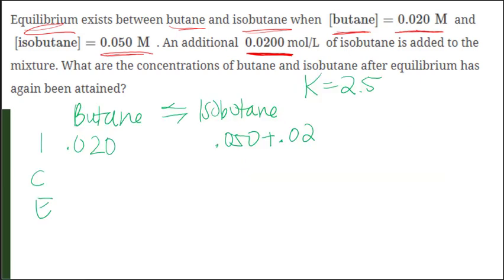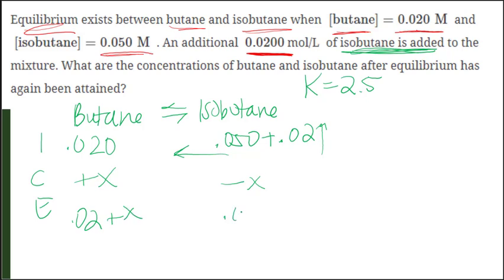Now in this case, because isobutane was added, the concentration of isobutane has risen. That means the counteract is that we need to shift left and increase butane. So that means we need to subtract x and add x. Therefore, at equilibrium, that gives me 0.02 plus x here, and 0.05 plus 0.02 would be 0.07 minus x.